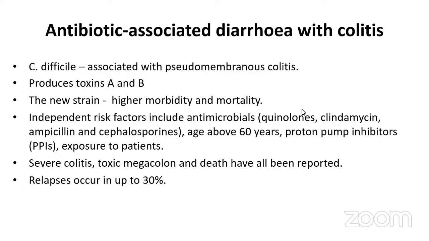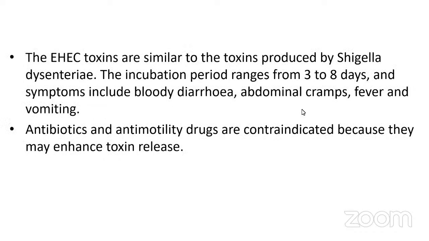Sir, previous slide, sir. Yeah. So hemorrhagic E. coli toxins are similar to toxins produced by Shigella. The incubation period ranges from 3 to 8 days, and the symptoms include bloody diarrhea, abdominal cramps, fever, and vomiting. So antibiotics and anti-motility drugs are contraindicated because they may release toxins. Next slide, sir.